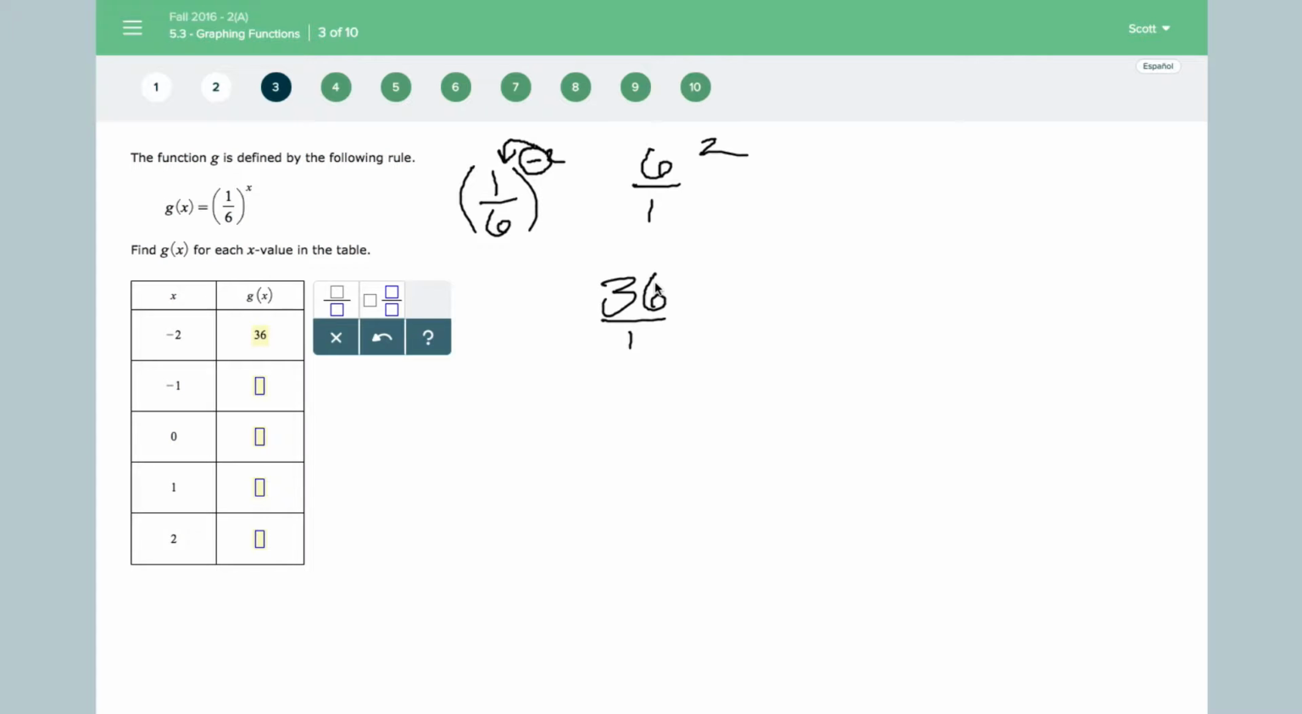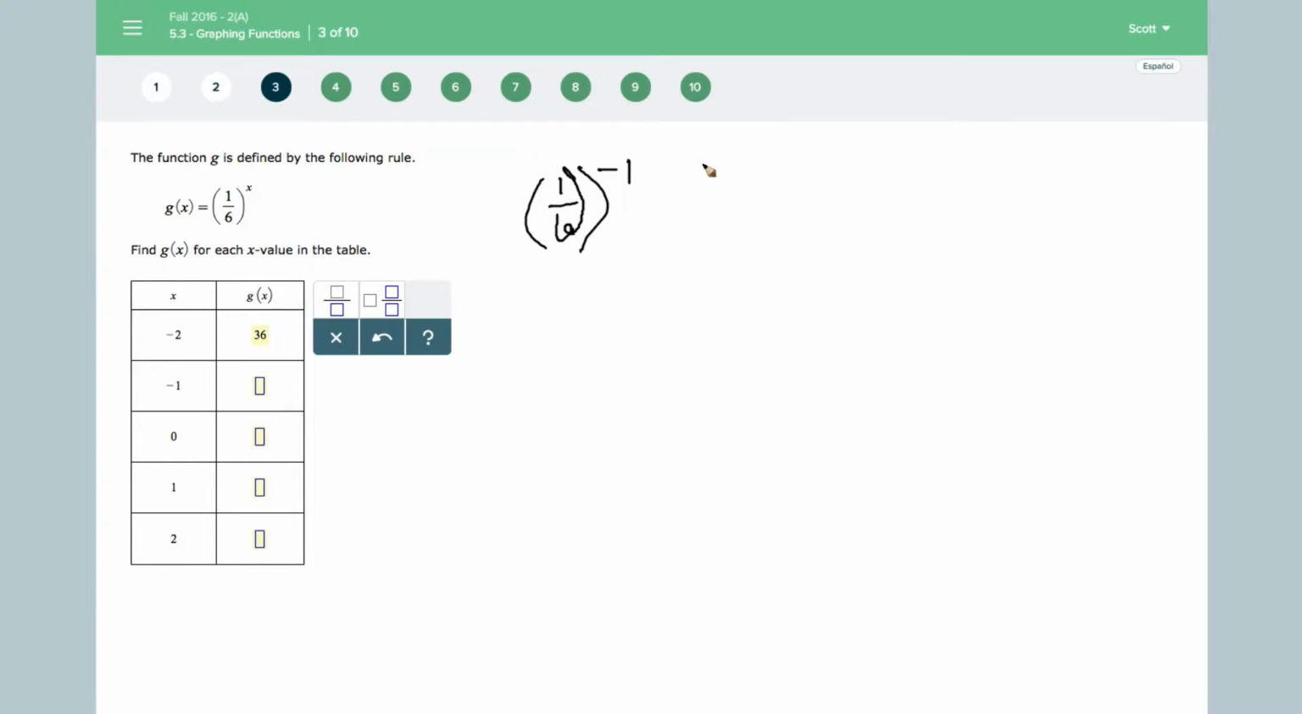So same thing here. If we put a 1 up there, let's do 1 over 6 raised to the -1. We flip the fraction. It becomes 6 over 1. And then the negative goes away. So what's 6 over 1 to the 1 power? That would be 6. Anything to the 0 power is always 1, doesn't matter. 1 over 6 to the 1 power would be 1 over 6.